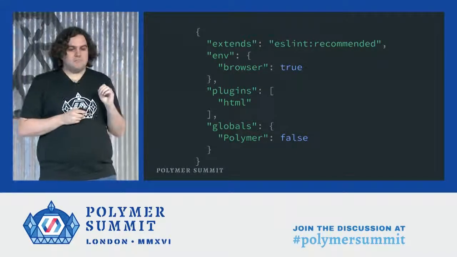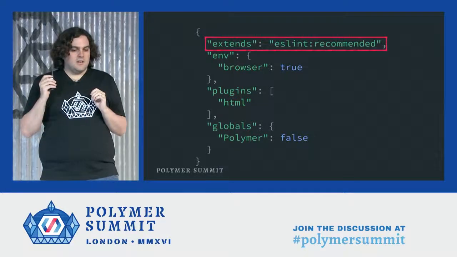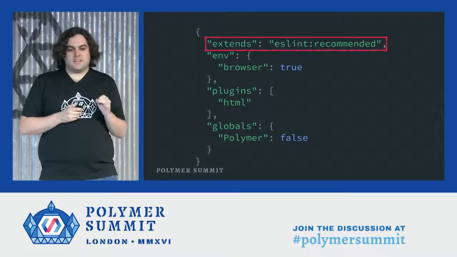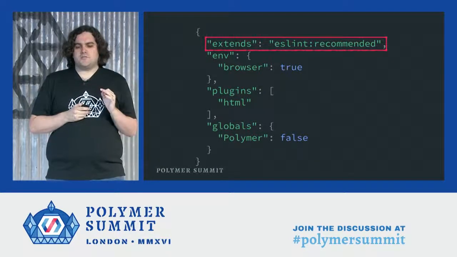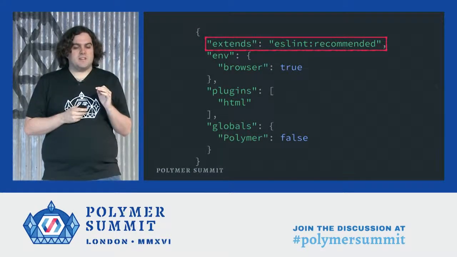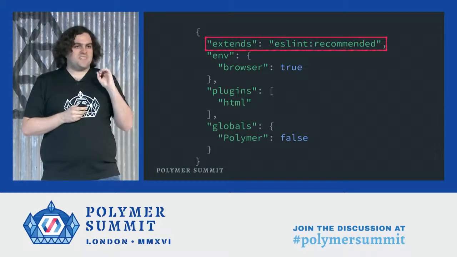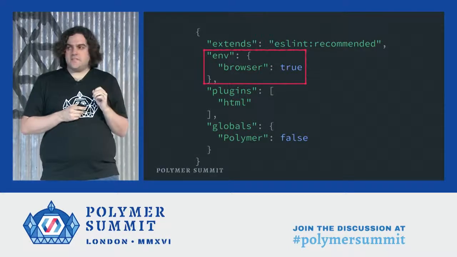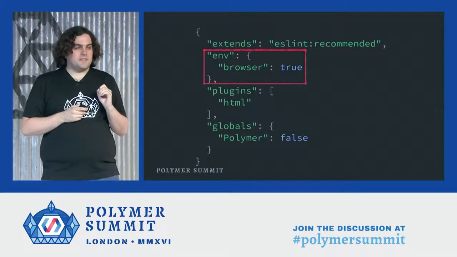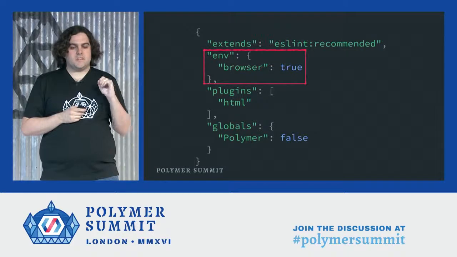So there's a lot here. Why don't we break this down? First, we extend the recommended styling guide made by eslint. This styling guide has just enough to catch syntax errors and generally bad styling, but it won't force you into any particularly opinionated style. Next, we tell eslint that we expect this code to run in the browser. So now browser globals like document and window won't cause errors when you lint.